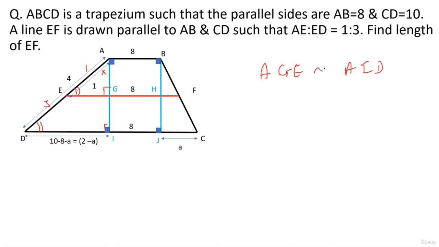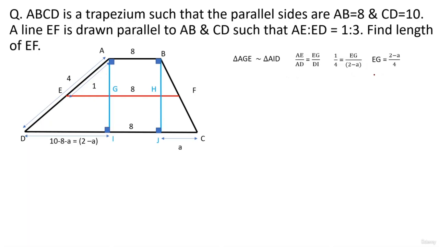So the whole idea is that these two triangles will be similar. Guys, whenever triangles are similar, the ratio of sides is the same. So AE upon AD will be the same as EG upon DI. Plug in the values, you get EG equal to (2 minus A) upon 4. Same way, guys, you can prove this triangle BFH is similar to this triangle BCJ, right? And that gives you the value of FH as A by 4.